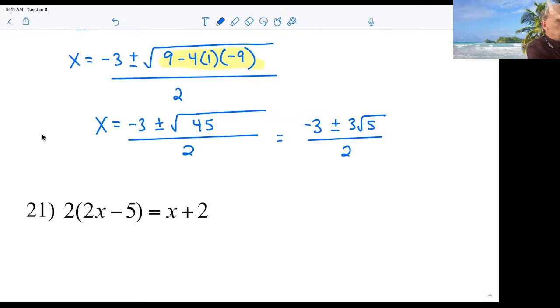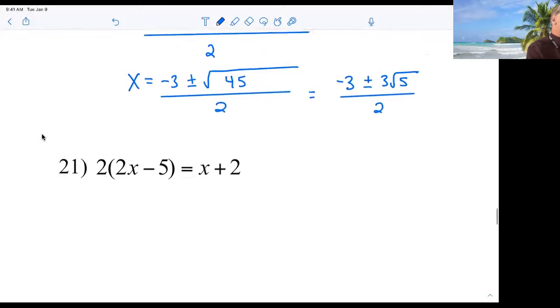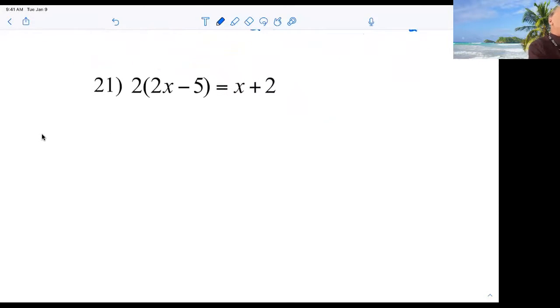Anybody have any issues? Now, is 21 a quadratic? No. So I mix them up to try to throw you off a little bit. It's not a quadratic. So all we're doing is distributing the 2. 4x minus 10 equals x plus 2. Now everybody should be able to look at that and say 3x equals 12, x equals 4.